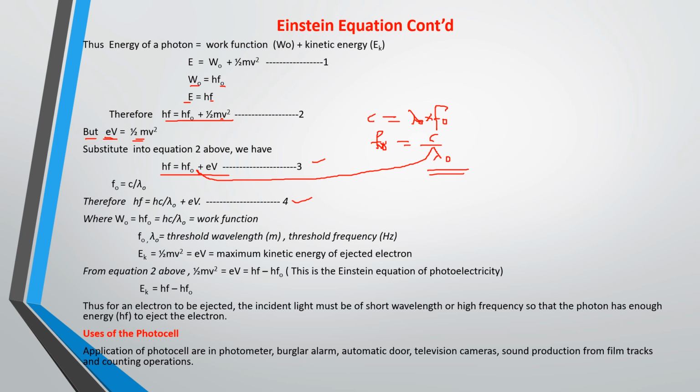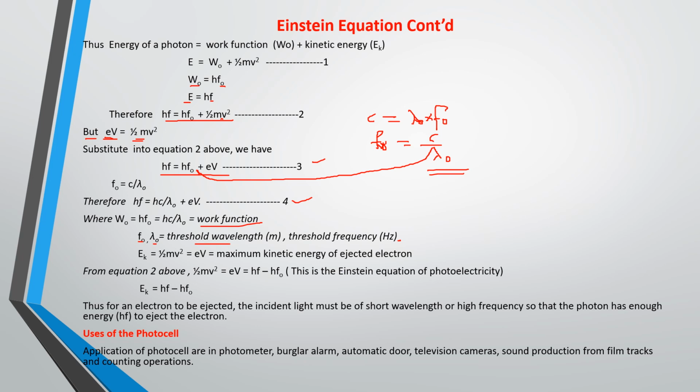Now we have that W is equal to hFO, which is equal to hC over lambda O, which is equal to the work function. And we have said that FO and lambda O are the threshold frequency and threshold wavelength. The minimum frequency that has to be exceeded for the electron to be ejected is the threshold frequency, or threshold wavelength. Remember, the minimum energy to remove the electron is equal to the work function. Remember these simple definitions. They are very, very important and they are very key.